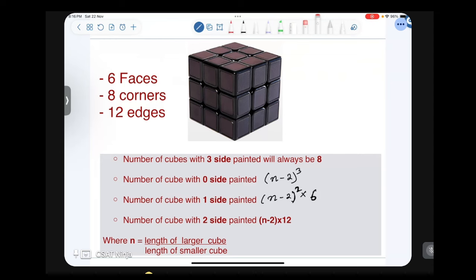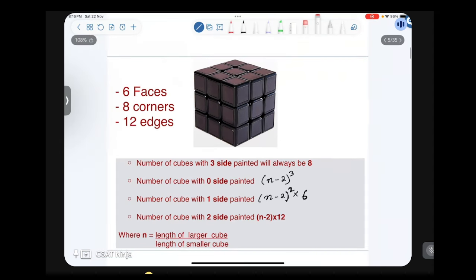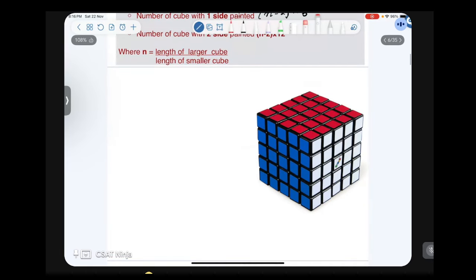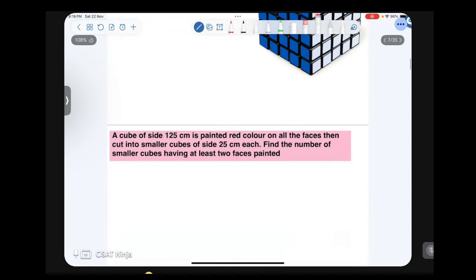Okay, so let us try some questions which were asked in previous years' papers. We have a huge cube here, but let me not go here. I'll just discuss a question.